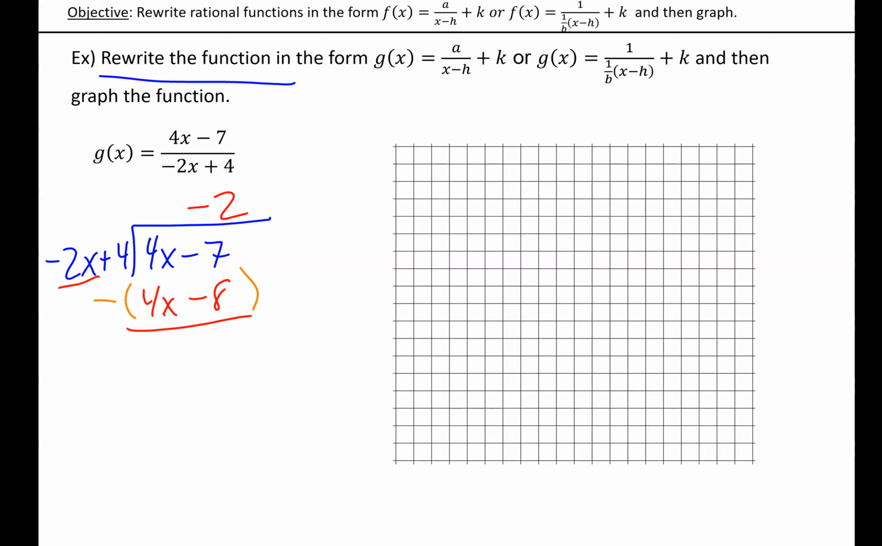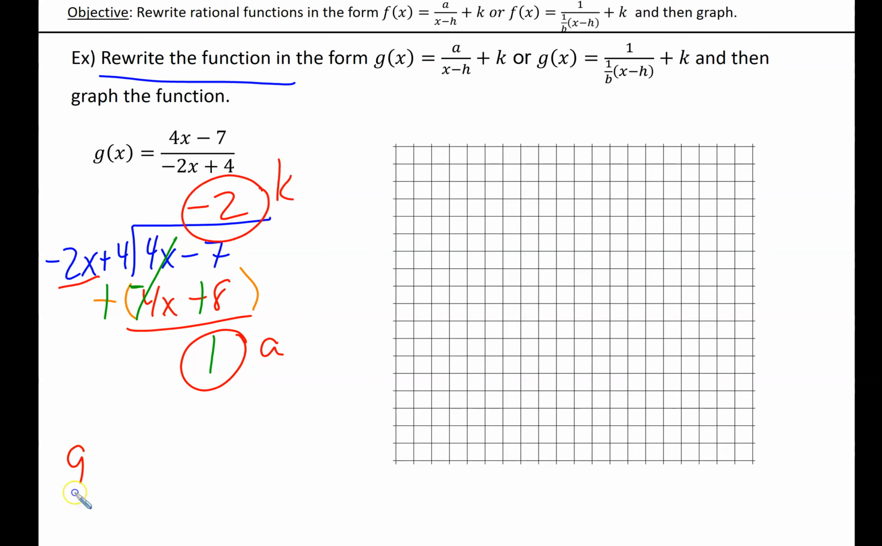So before we combine any like terms, we want to change the signs. This becomes addition, 4 becomes negative, -8 becomes positive. And then this is 0, -7 plus 8 is +1. So again, what we're looking at here is this would be our a value. This would be our k value.